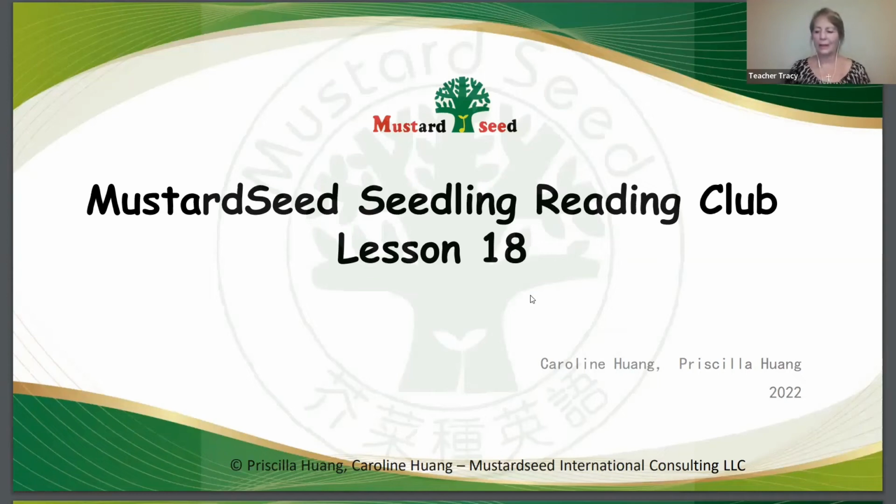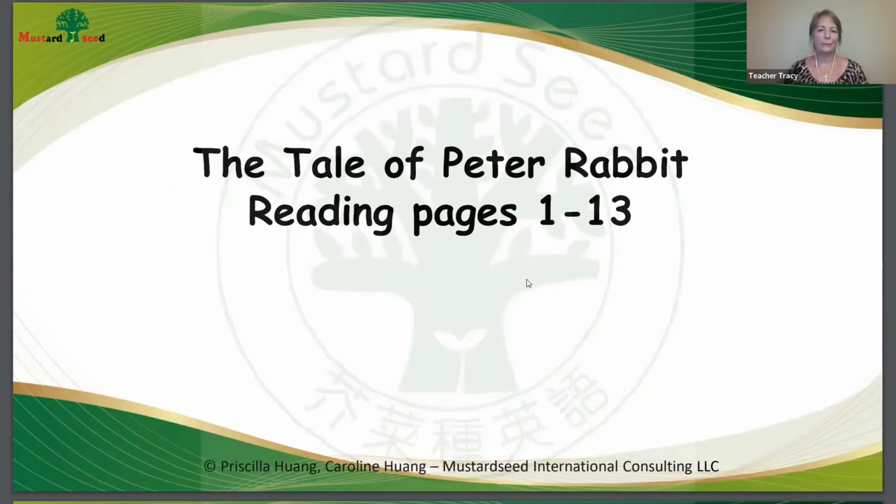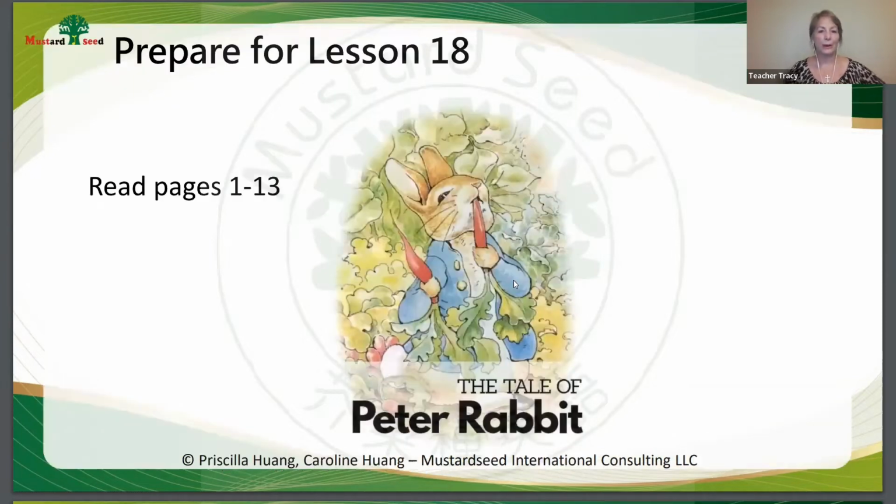All right, so lesson 18, The Tale of Peter Rabbit, is going to be the next story that we're reading. Our pages were 1 through 13, and you all have received the digital copy of the book, which was really nice. So my pages might differ in here. If you see that, that's okay. That's sometimes how things go when we have digital copies and a regular copy.